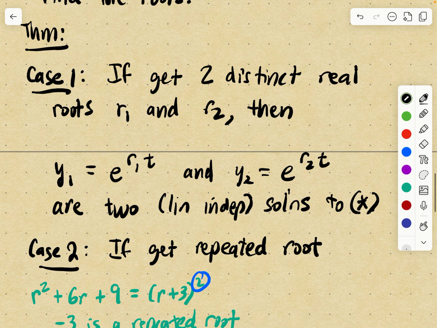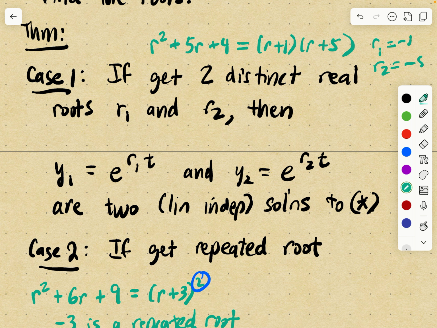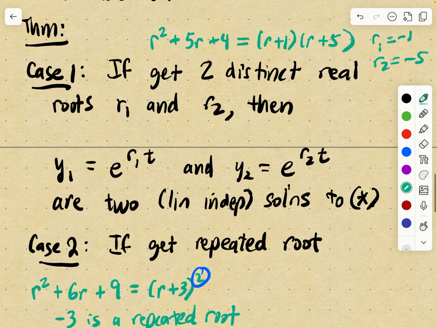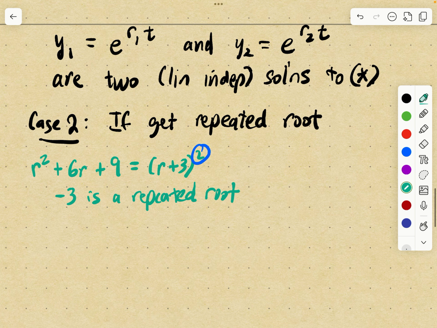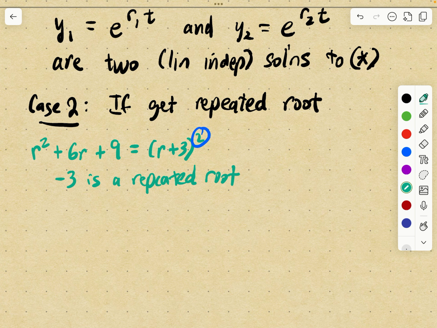So case one is if you had something like r squared plus 5r plus 4, and that factors as (r plus 1) times (r plus 4), and then your roots are -1 and -4. So that's two distinct real roots. This case is a repeated root. The -3 is a double root, a repeated root.